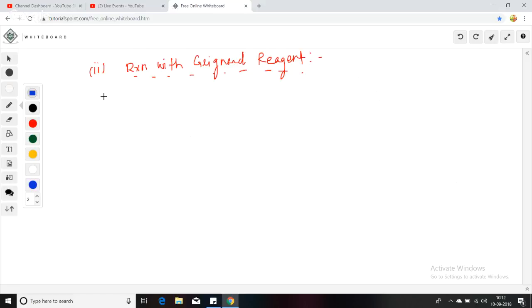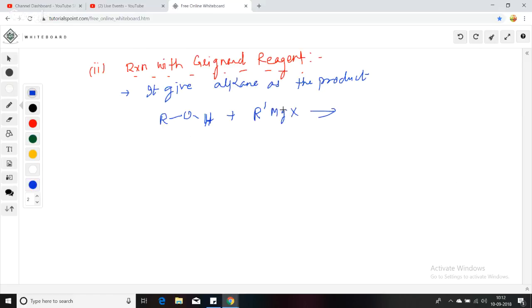You see the product in this reaction: it gives alkane as the product. If I take a general example, ROH plus R dash Mg X.